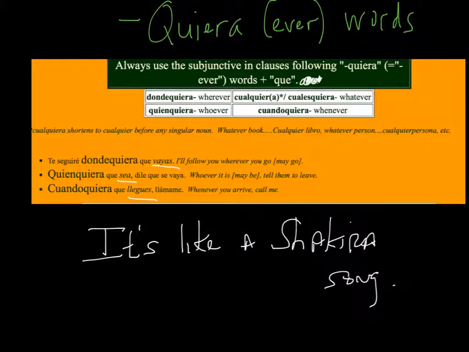Quien quiera que sea, dile que se vaya. Whoever it is, tell them to leave, etc. So you notice this one actually has a double subjunctive. This is a nominal clause right here describing this noun with the verb decir. It's an imposition of will. So I kind of like that. It's a double subjunctive in there. But whenever you have a quiera word plus que, you always use the subjunctive in Spanish. You don't even really have to think about it. It's automatic, so it's very easy to do.